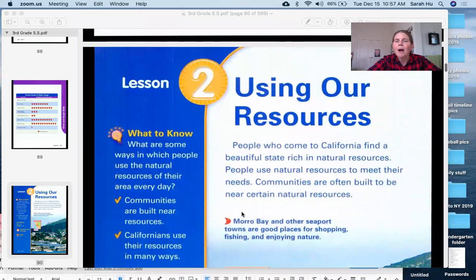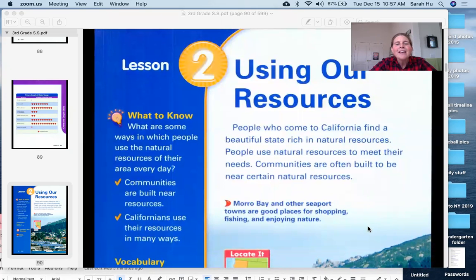Today we're going to read about using our resources. And I want you to pay really close attention because for your assignment today, you're each going to be able to make one slide about a natural resource that you can use to help you survive, to help your needs. So we're going to read about some, and I hope that you gather an example today. Okay, here we go. Using our resources.